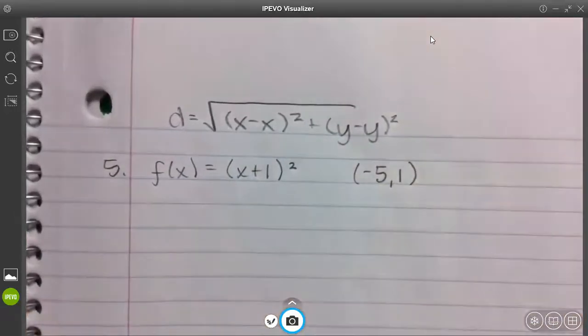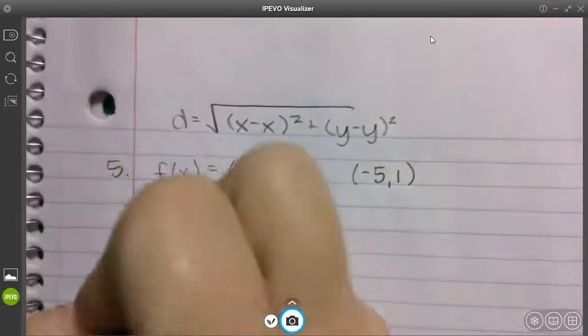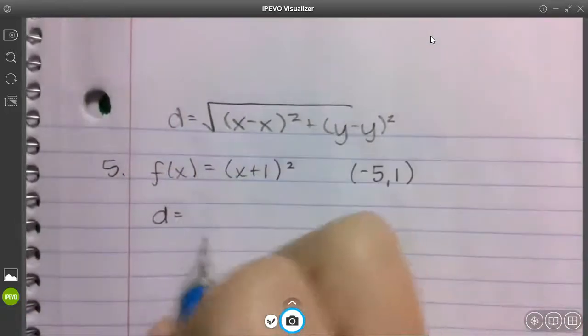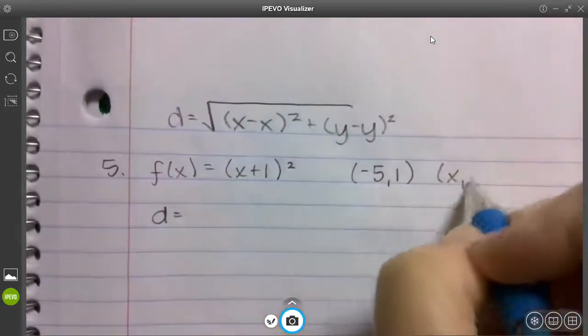And again, I'm going to do every step, and it might bore you, and I'm really, really sorry, but I want to make sure that everybody understands where everything comes from. So we're going to start with our distance formula. We don't know the 1 point, so we're going to label it xy.